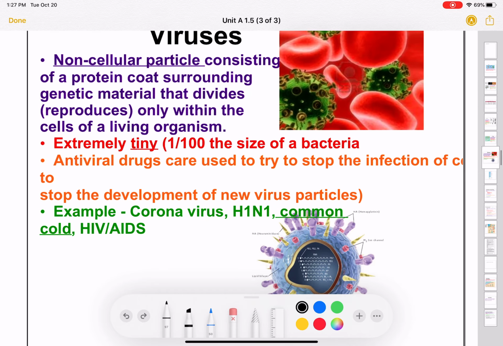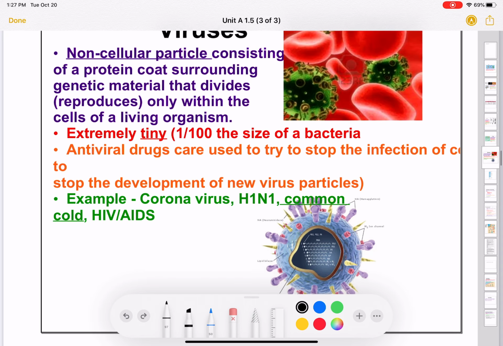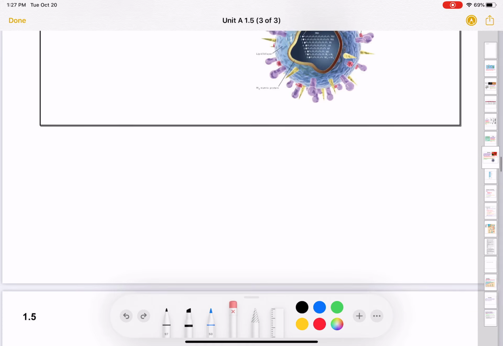So I put in here coronavirus, because that is one of the viruses that we're definitely seeing today. H1N1, the common cold, and then HIV and AIDS. Those are all different viruses that don't live outside of the body, they just live dormant. They're in a sort of frozen state until a living thing comes along that they can infect and use to divide.